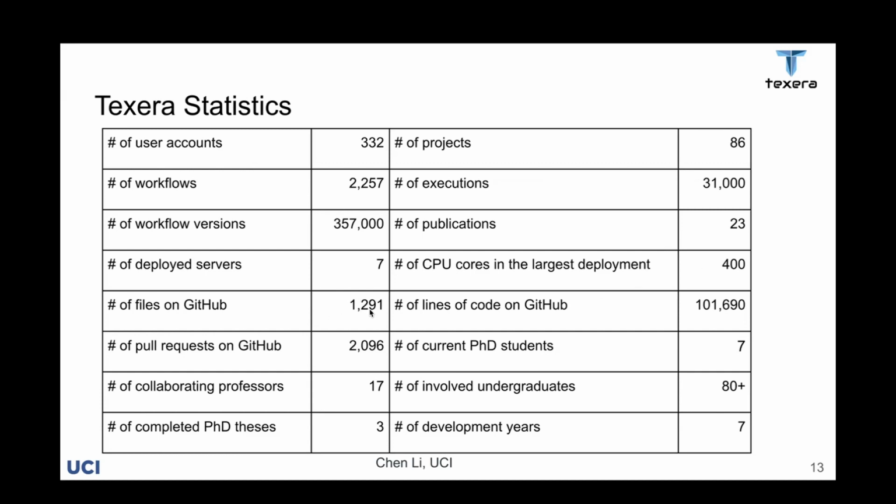This is the number of files on GitHub. This is the number of lines of code on GitHub. And currently we have 7 active PhD students working on the project. We're going to get more.